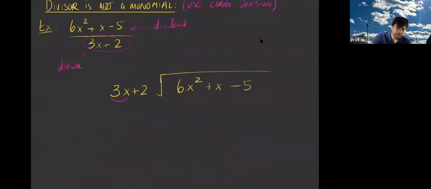3x, we have to look at 3x, and we have to look at 6x squared. And we ask ourselves, what multiplies to 3x to get me 6x squared? So does anybody know what multiplies to 3x that gives me 6x squared?